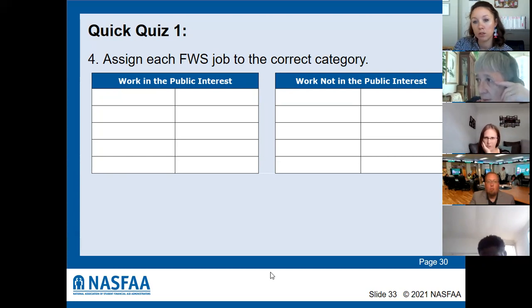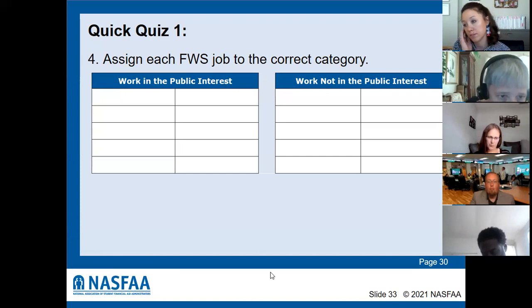You could just say yes or no. Not public interest. Great. Lobbying on the federal, state, or local level. No. Providing childcare services to members of the local community. Yes. Okay.